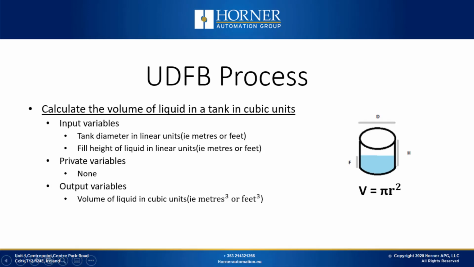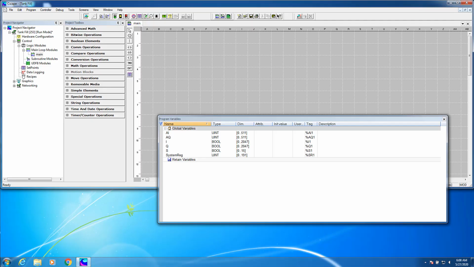So now we're going to go through a simple example of a user-defined function block, which calculates the volume of liquid in a vertically oriented cylindrical tank. For this example, our input variables are tank diameter and fill height of the liquid in linear units. We don't have any private variables, but our output variable is going to be volume of liquid in cubic units. To accomplish this, our function block needs to consider the formula that volume is pi times radius squared by the height of the liquid. So now we're going to Cscape to take a look at how we're going to define this particular liquid volume user-defined function block.